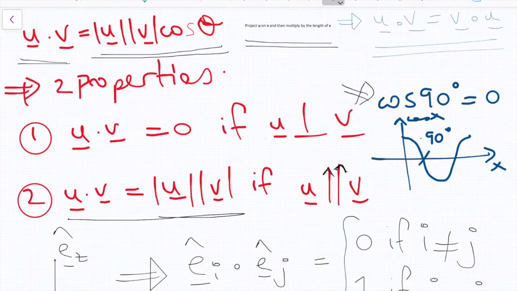Because if it's opposite directions, then u dot v would be negative, because theta is 180 degrees. So cosine is minus 1 here. This is 1.